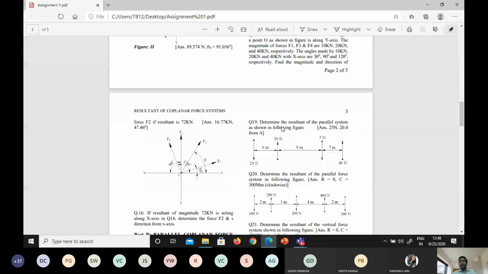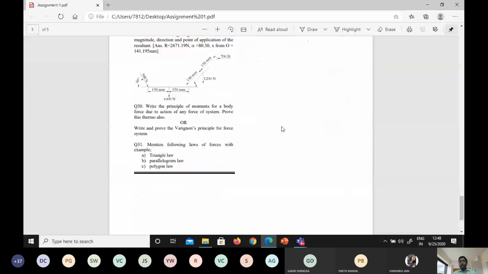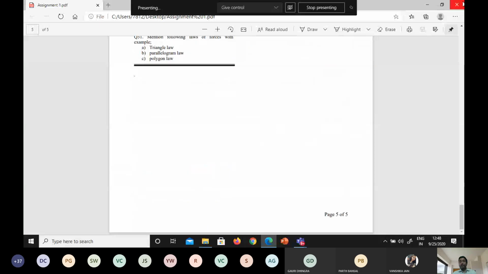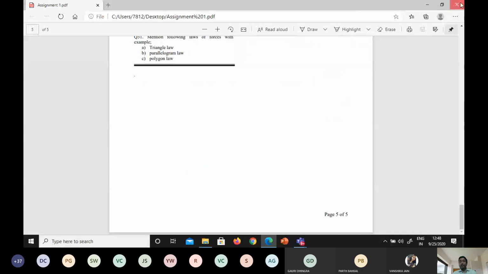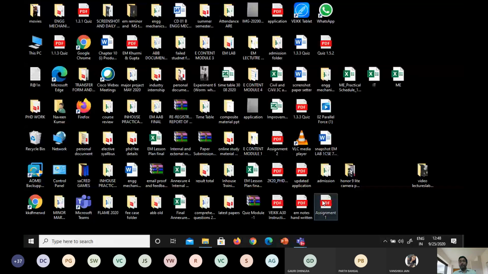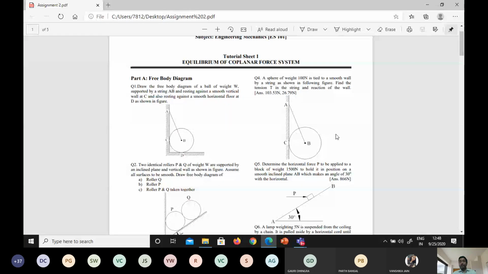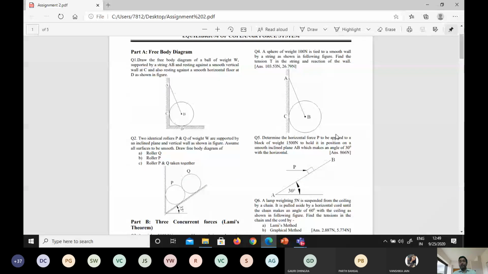Now I am sharing the second assignment also. I am just showing it to you, and I will share it on MS Teams and also with your CR. This is the first assignment, and the second assignment is here. This is the second assignment. Equilibrium of coplanar force system. Beam, so basically they are the sphere problems. Okay, sphere is there, very easy. You can do it.